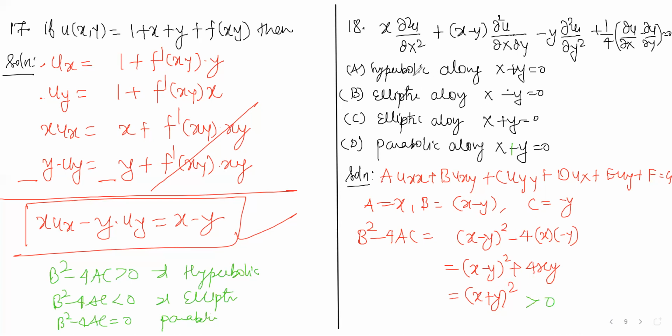But it is saying hyperbolic along x plus y equal to 0. But if x plus y is 0, this will not be hyperbolic. Rather, it will be parabolic. So only the other option is correct. It is parabolic along x plus y equal to 0. When x plus y equal to 0, b square minus 4ac will be 0, so the given PDE will be parabolic.